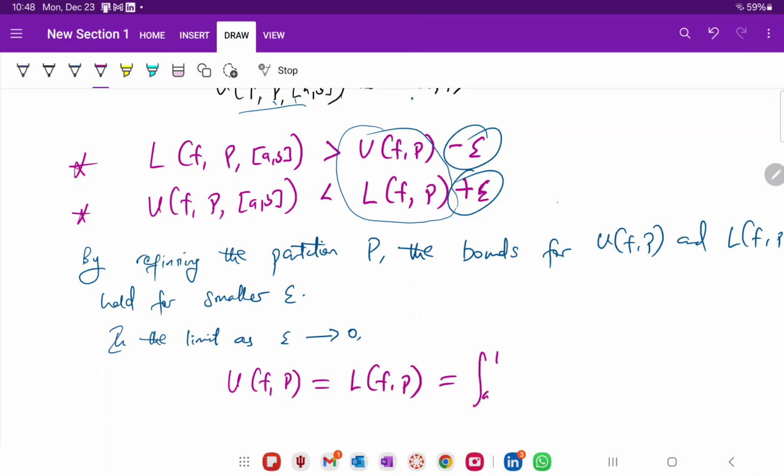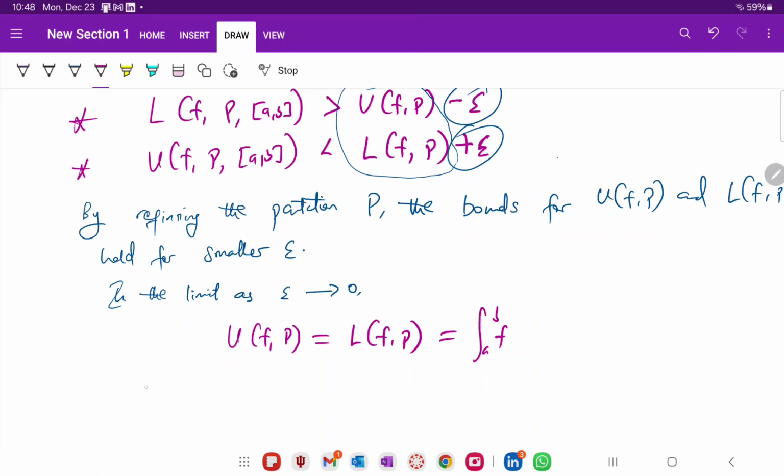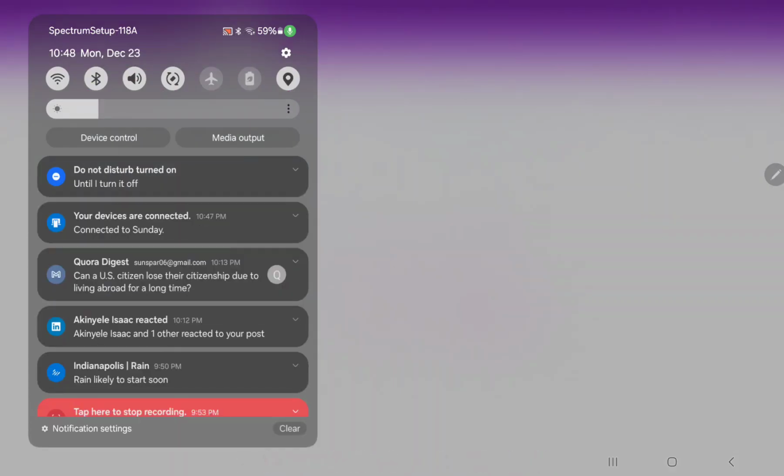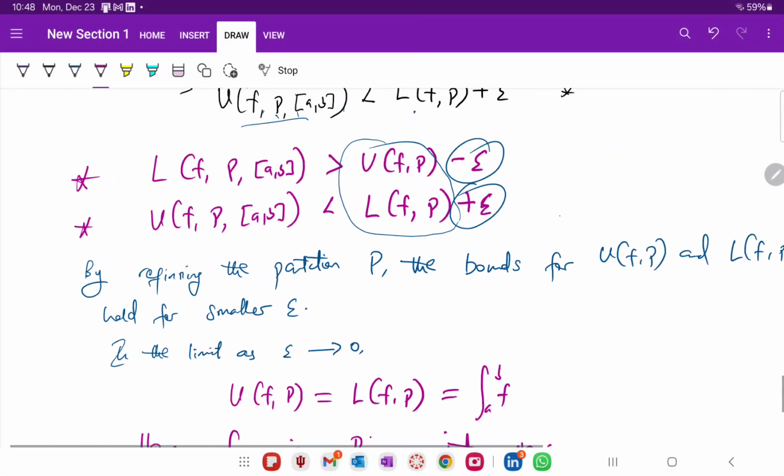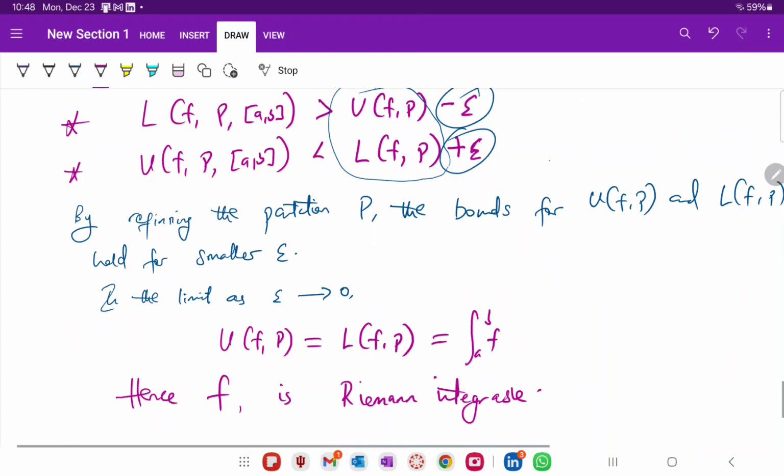And this proves that our function f is Riemann integrable. Okay, that is a long proof. So we'll continue the next problems in the next video.